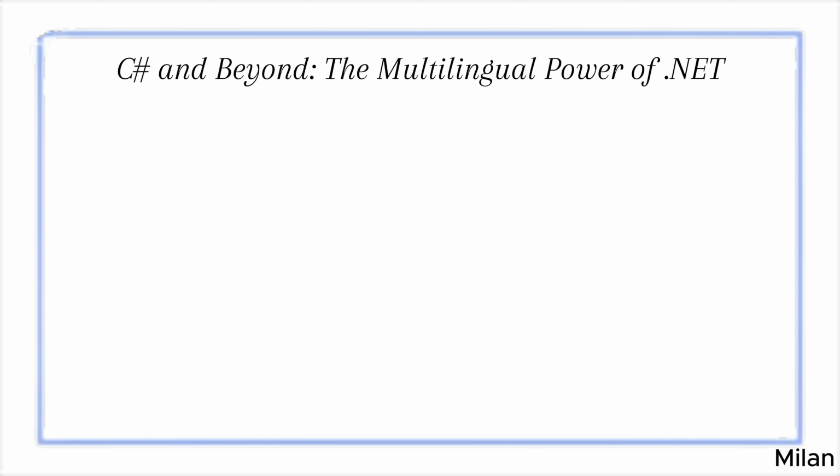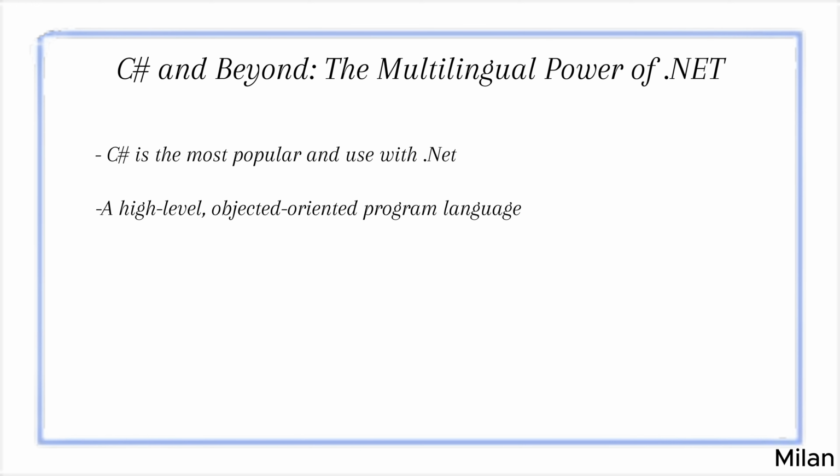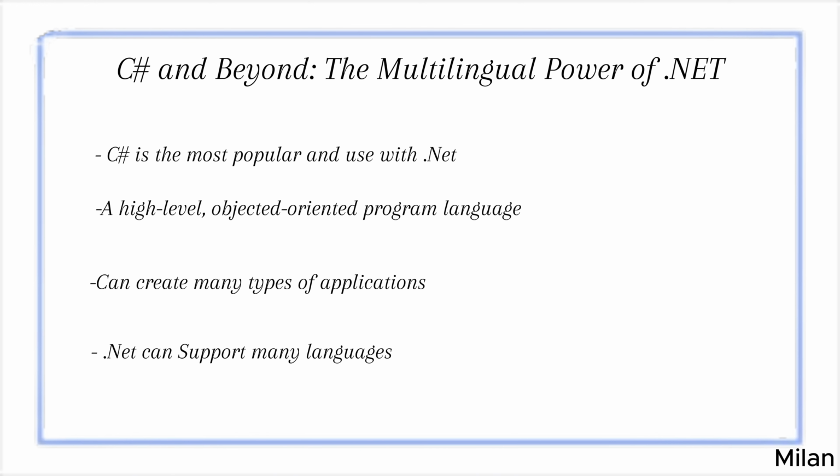Speaking of C#, that's one of the primary languages we'll be working with when using .NET. C# is a high-level, object-oriented language that's perfect for building all kinds of applications. But the cool part about .NET is that it supports multiple languages like Visual Basic .NET and Python.NET too. So whether you're into C#, Visual Basic or Python.NET, .NET has your back.